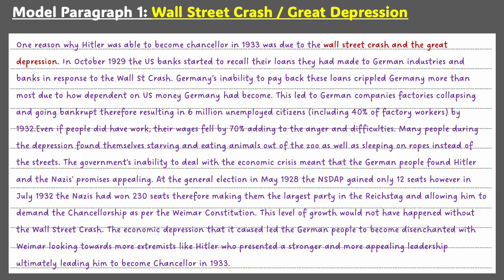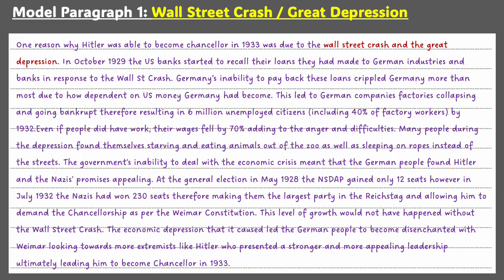So then we'll go on to start with, in October 1929, the US banks started to recall their loans they had made to German industries and banks in response to the Wall Street crash. Germany's inability to pay back these loans crippled Germany more than most due to how dependent on US money Germany had become. We've just talked about that in our little plan, but we can see how that looks as a sentence in a paragraph. This led to, so a nice little connective there, German companies and factories collapsing and going bankrupt, therefore resulting in 6 million unemployed citizens.